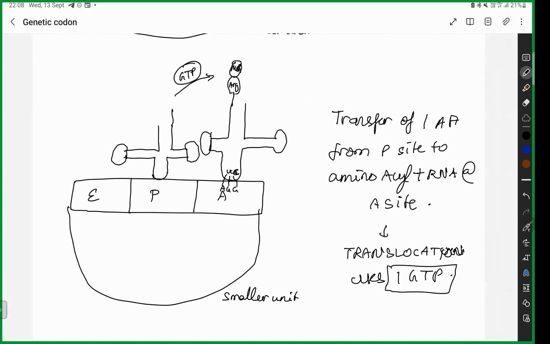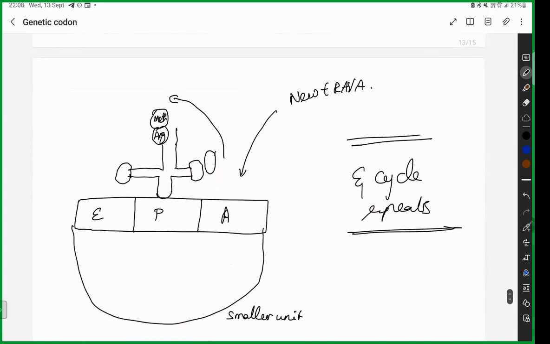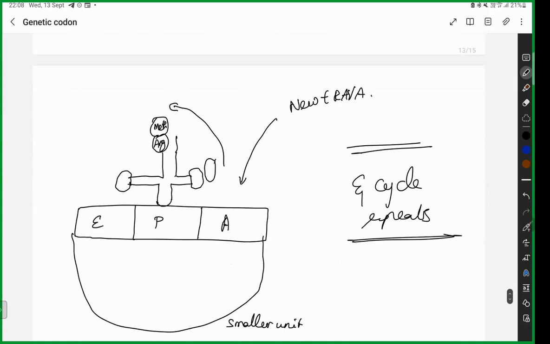This translocation is going to use one more GTP. At the beginning, we used one ATP. Then in the first step, we used one GTP. Now in the second step, you're going to use another GTP. So these are 2 GTP and 1 ATP used till now. Now this is going to go away. Now you have to shift the tRNA from the A site to the P site.